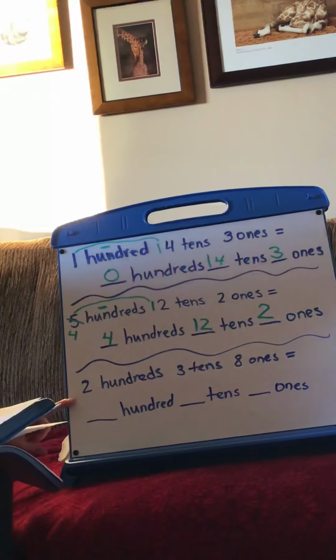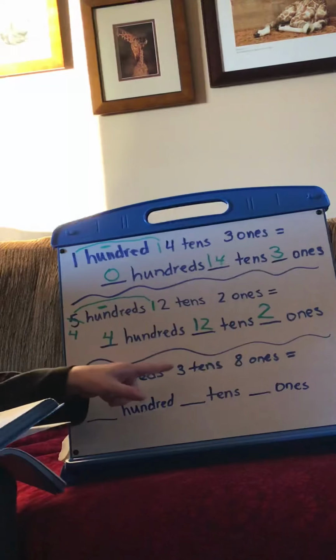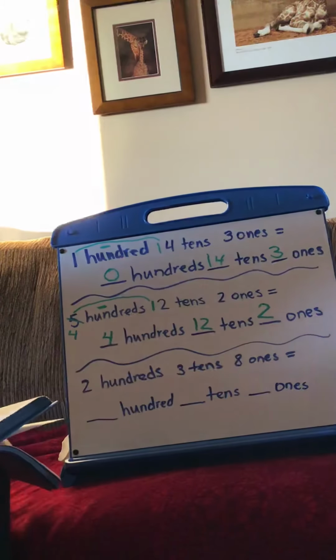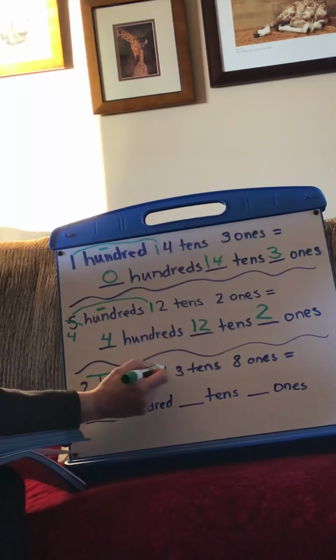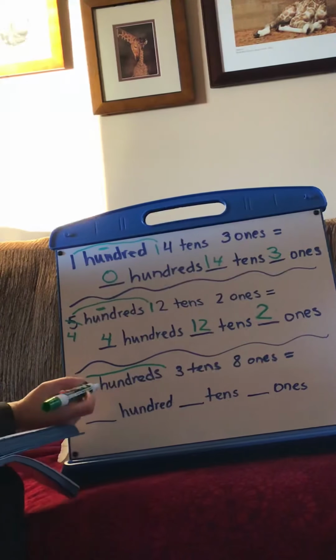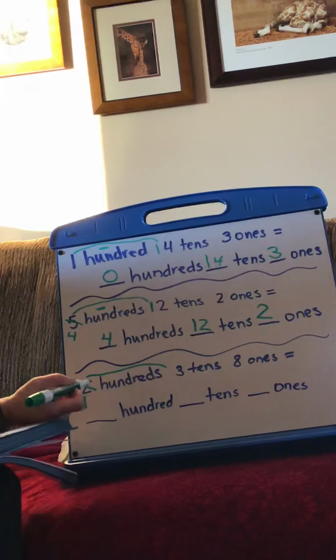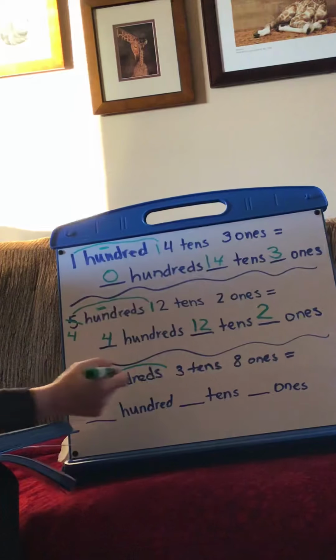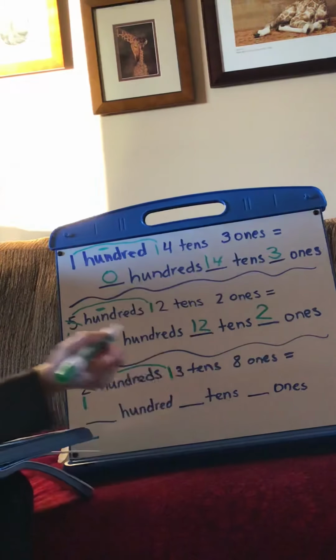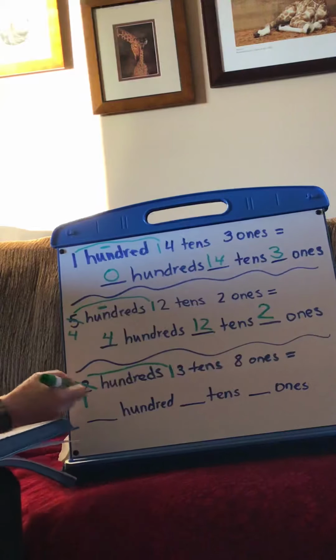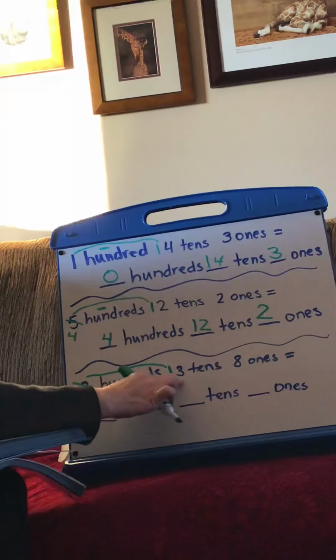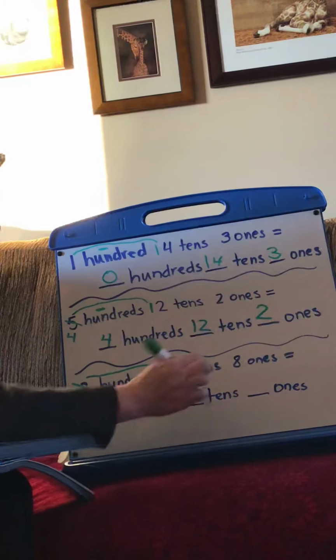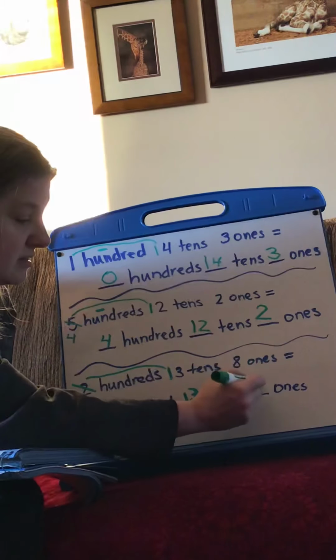Number 3, I have 2 hundreds, 3 tens, 8 ones. Okay, I'm going to make my arch here. I'm going to borrow from the hundreds, so that's going to become 1 because 2 minus 1 is 1. I'm going to bring that 1 over to the tens. Okay, so I have 100. I have now 13 tens, and I have 8 ones.